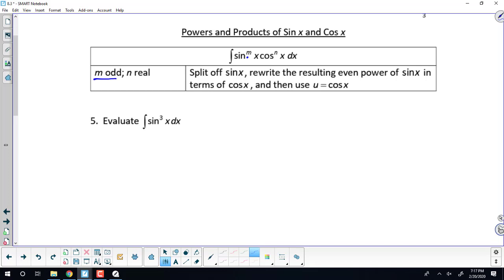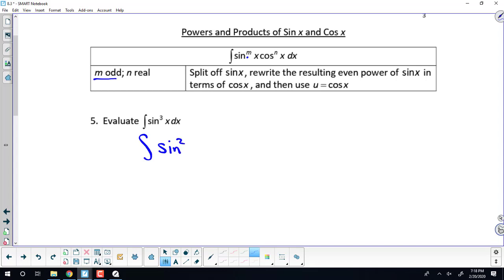You just split off the odd sine or cosine. You write the remaining powers in terms of u. The remaining powers of sine in this instance would be written in terms of the Pythagorean identities. And our u substitution is cosine. So we see an odd sine, and we're going to write this as sine squared.